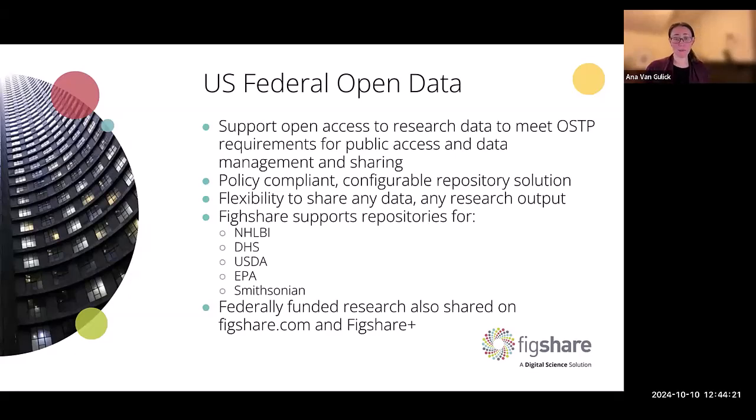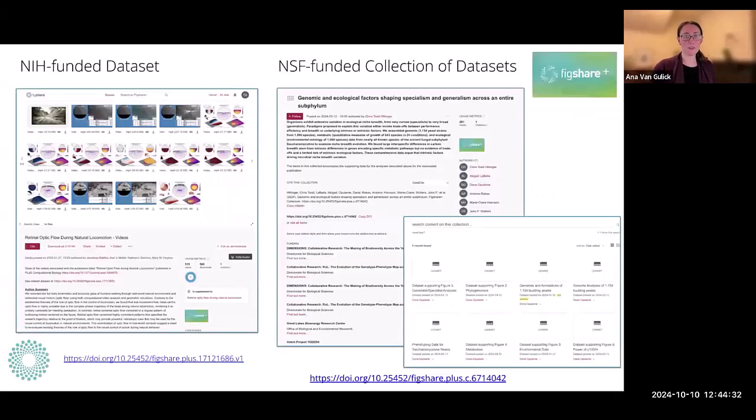And then we, of course, host quite a bit of federally funded research on our free platforms for researchers on Figshare.com and on our larger data platform, Figshare Plus. I'll highlight a couple of examples from Figshare Plus here. So on the left, an NIH-funded data set that shows the importance of being able to visualize and being able to upload any file type. This is a neuroimaging study, but it used these videos of optic flow. And so here you can see they could share all the materials of their research that were important for reusing it or for someone else to replicate it or understand it.